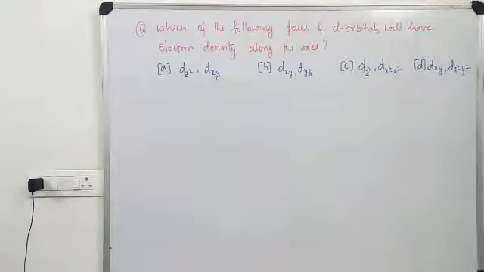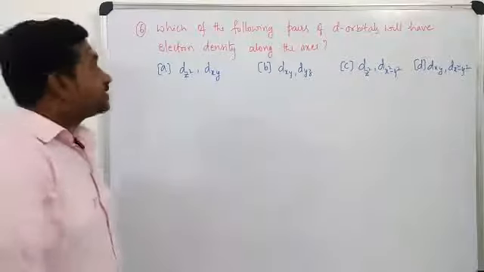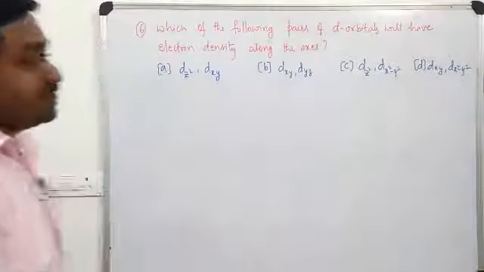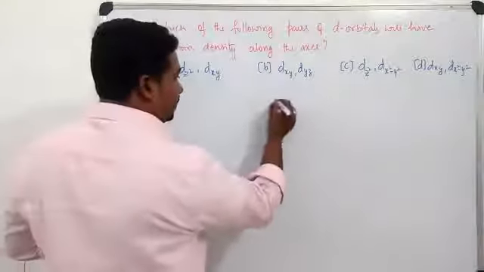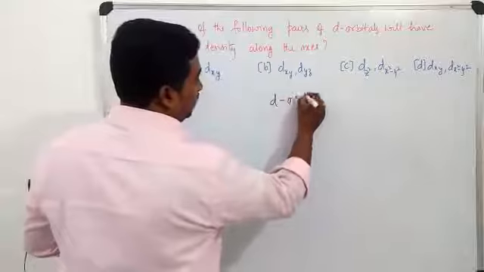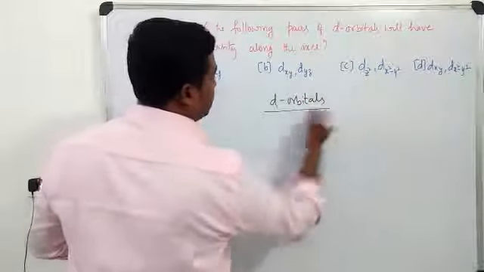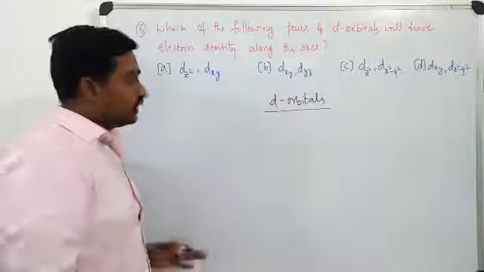Let's take question number 6. Which of the following pairs of d orbitals will have electron density along the axis? So this is about along the axis. We know that d orbitals have a set of 5 degenerate orbitals.